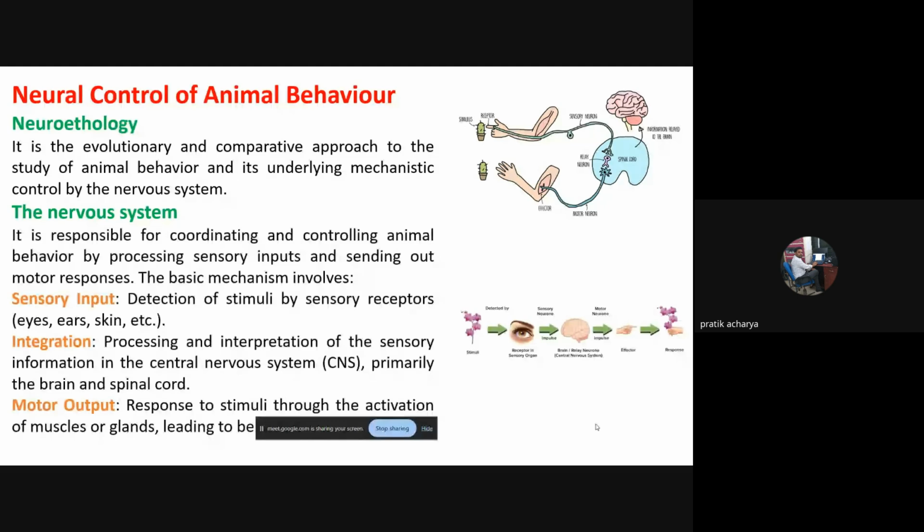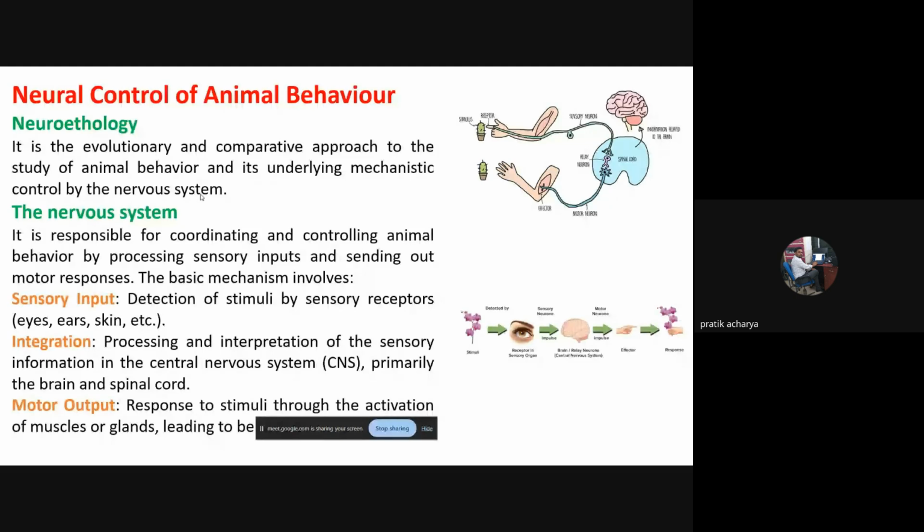So this is a basic neural input and output. Neuroethology is the evolutionary and comparative approach to the study of animal behavior and its underlying mechanistic control by the nervous system. Neuroethology means here we merge two words, neurobiology as well as animal behavior or ethology. The merged pattern is neuroethology, which expresses the evolutionary and comparative approach to studying animal behavior.